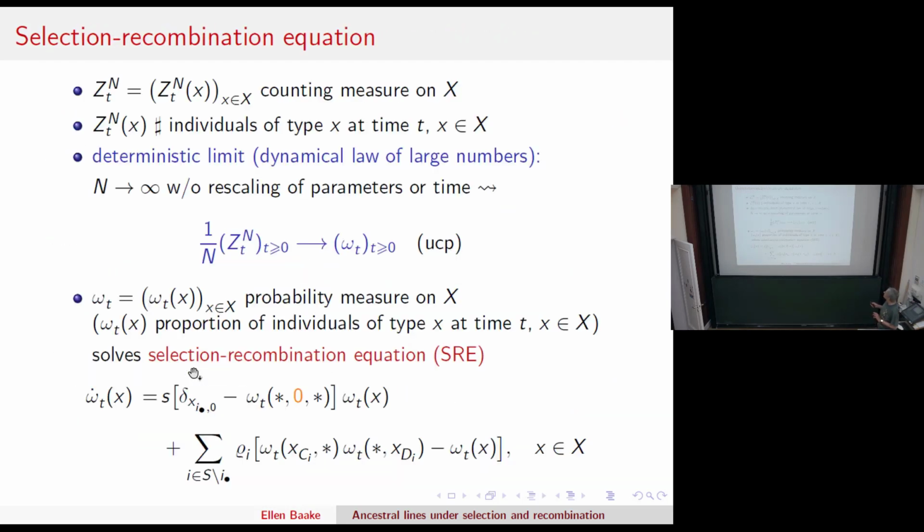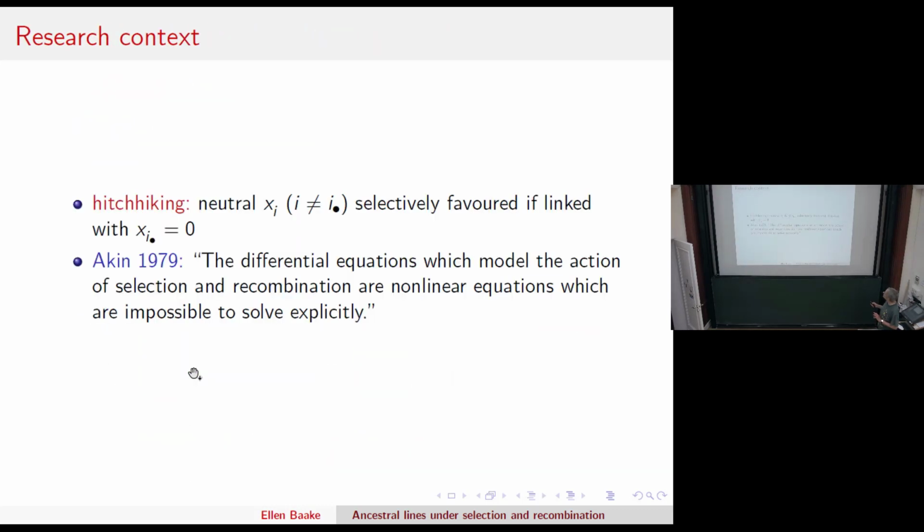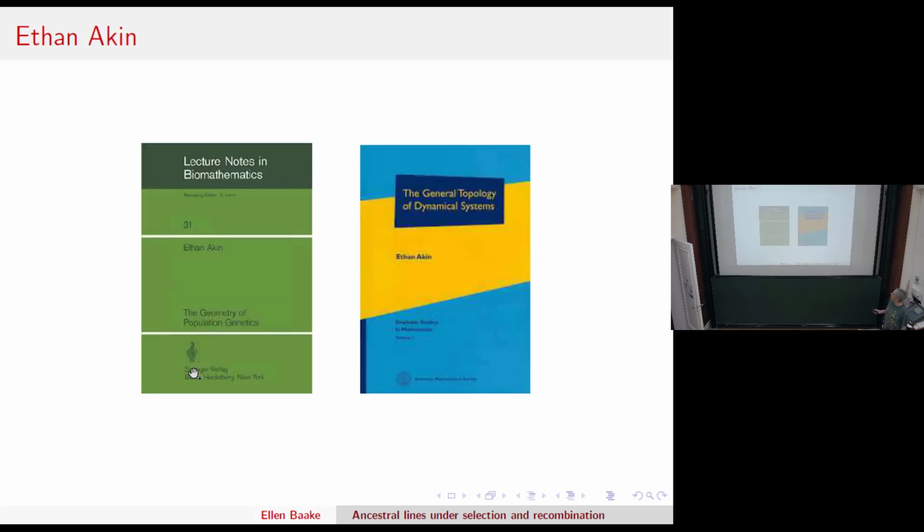Okay, so let's get back to Ethan Aiken. And Ethan Aiken should know, because he's not only the author of this monograph on the geometry of population genetics, but he's also the author of a classic on dynamical systems.